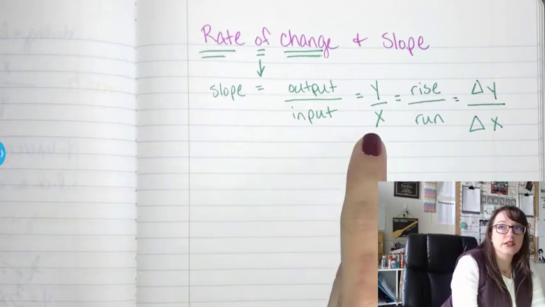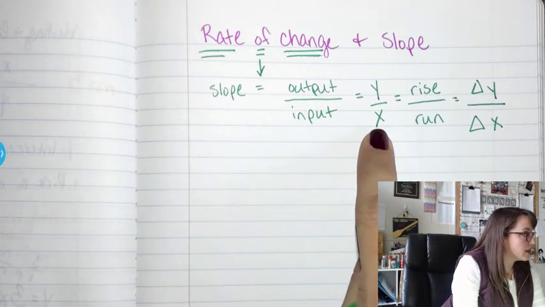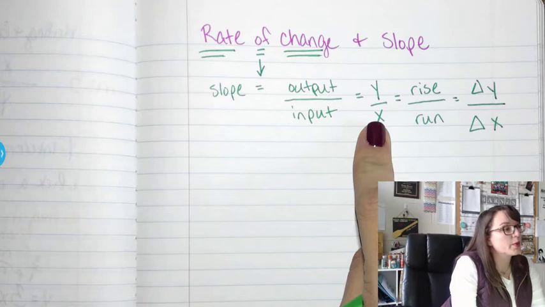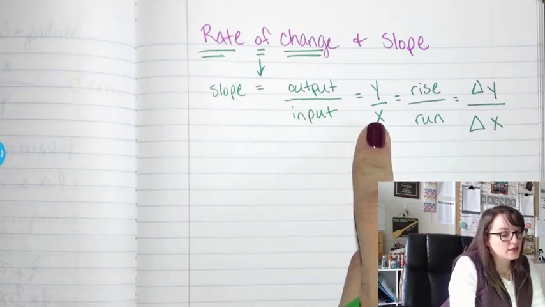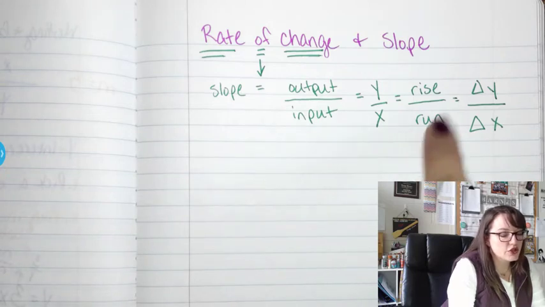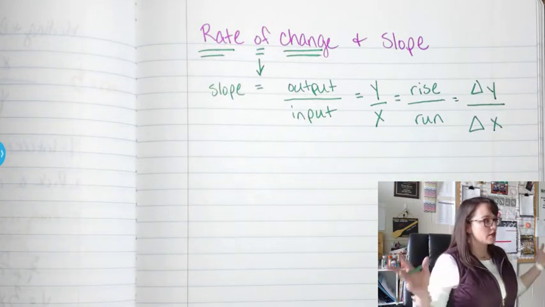We started here. This was our unit rates, constant rate of change. This is k, the constant of proportionality. And then we moved on to non-proportional relationships, like rise over run, which is change in y over change in x. All of these are slope.